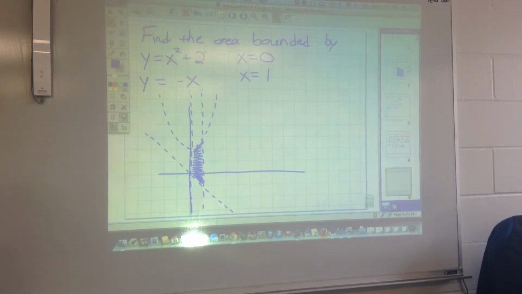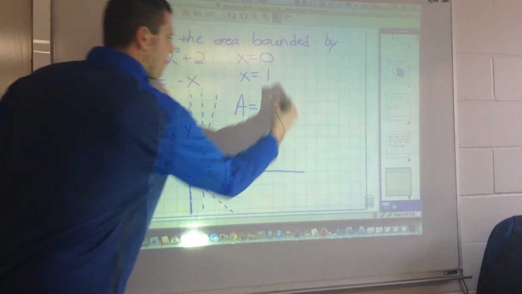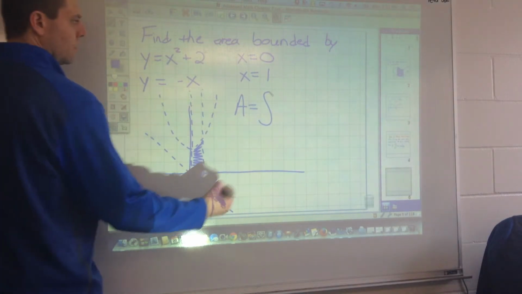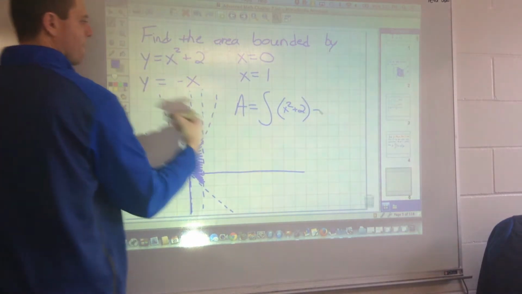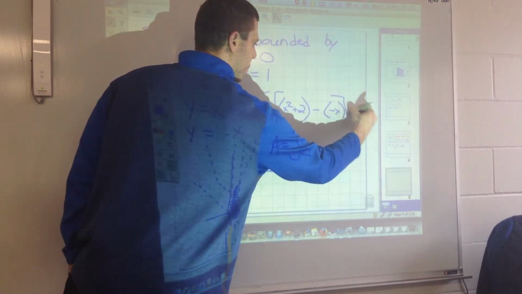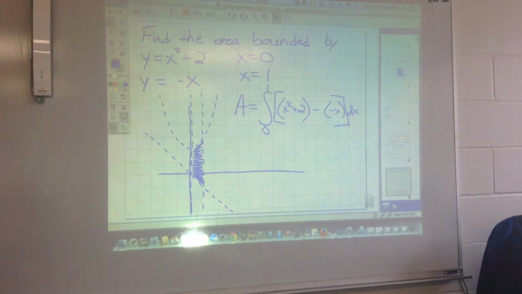So you can do the integral of, we could say y1. Can we make it y1 and y2 so that it's different? Let's just use the functions themselves. They're already written up there for us. So the integral of x squared plus 2 minus the integral of negative x, because you can split that out. What about here and here? 0 to 1, right? Okay?